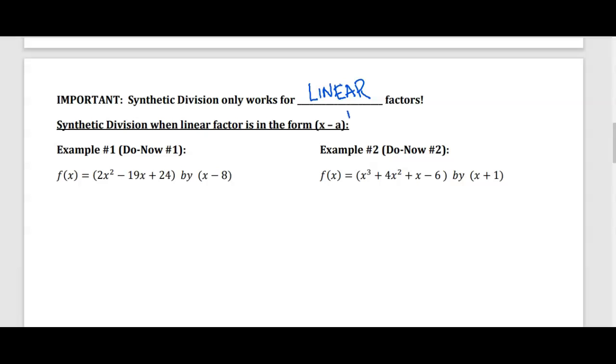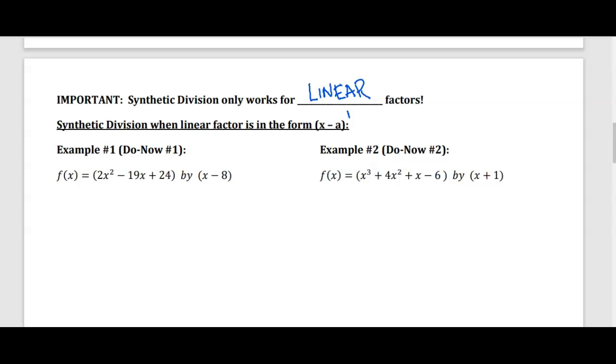Okay, so first we're going to take a look at when it's an x minus a form, a linear factor. We're going to learn to divide with synthetic division. What you did in the do now is long division. So the first example is going to be what you did in do now number 1, but this time I'm going to use synthetic division. So when you use synthetic division, the first thing you do is you take the a value out of the factor.